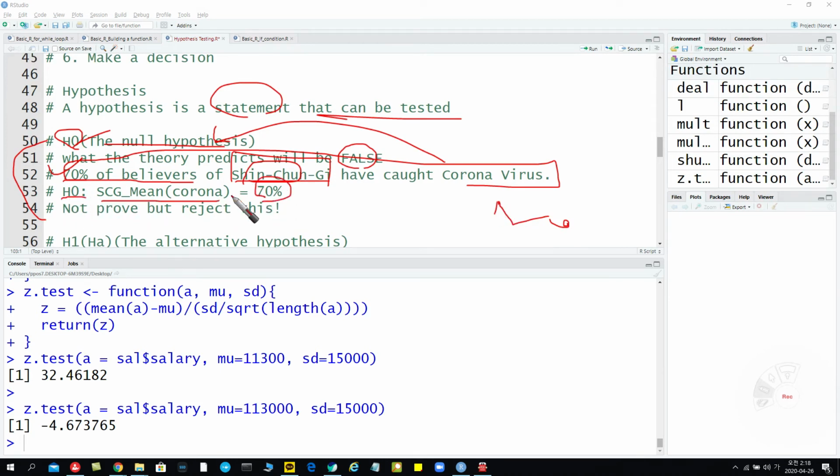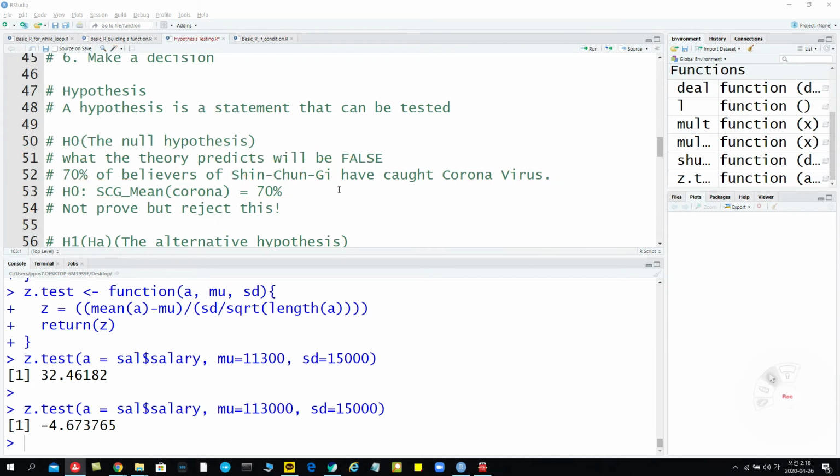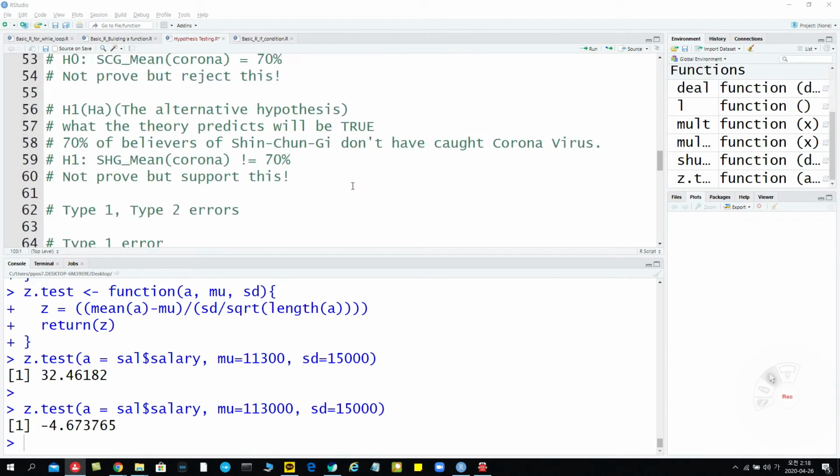But some researchers deny this. As a researcher, we cannot prove it, but we want to reject this one. This is the researchers' objective. H1 is the alternative hypothesis, what the theory predicts will be true.